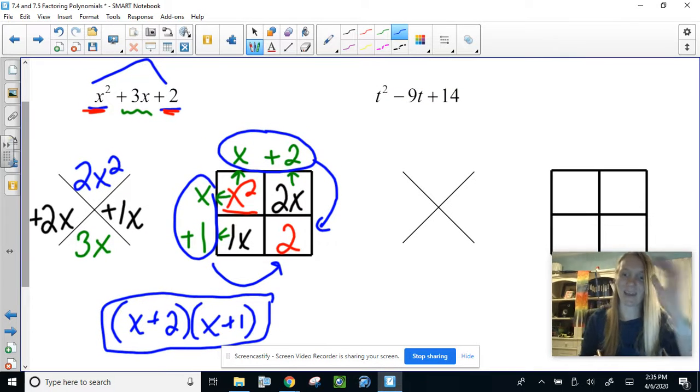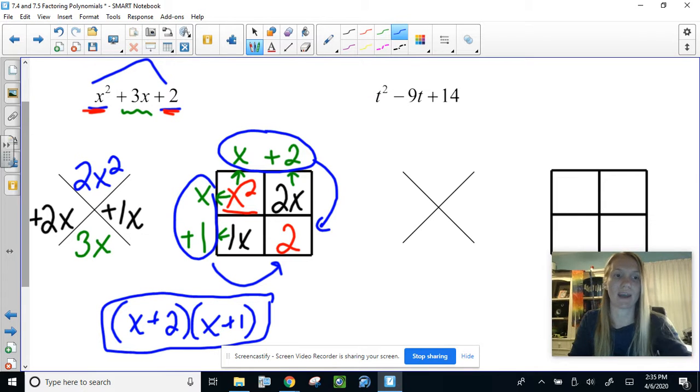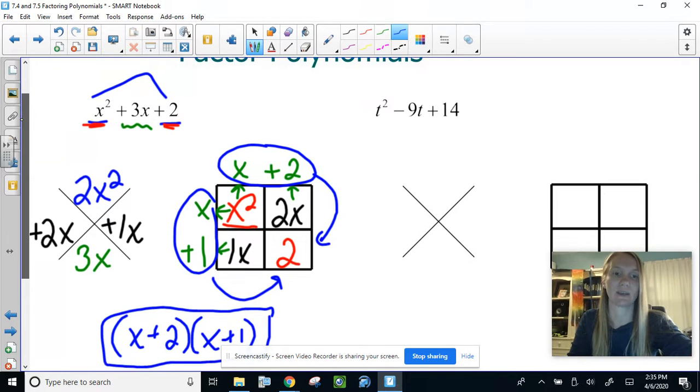All right, here we are back at it. So we've already talked a little bit about how we factor. We do our first term times our last term to get us going.